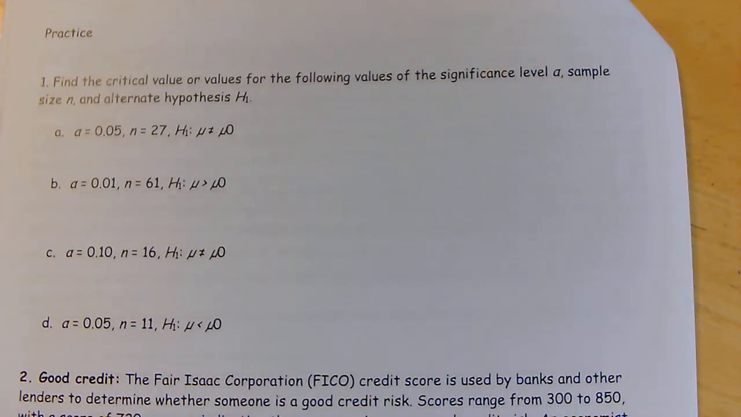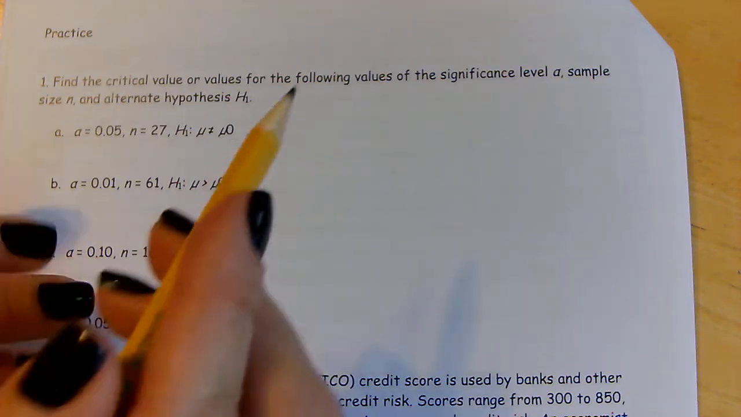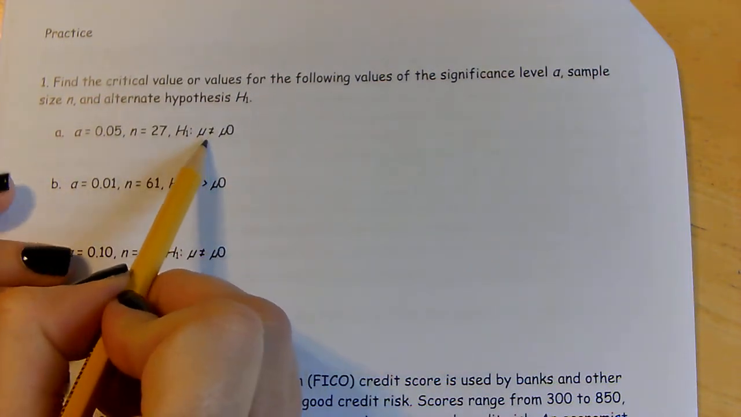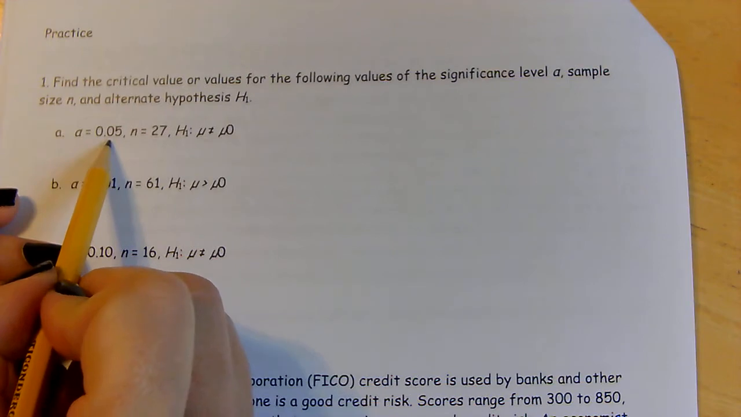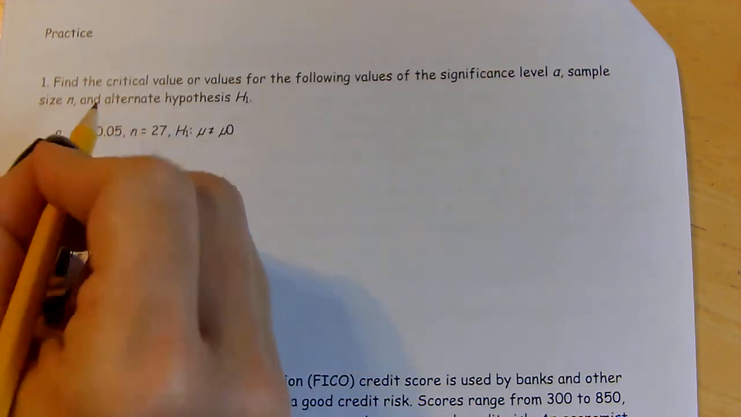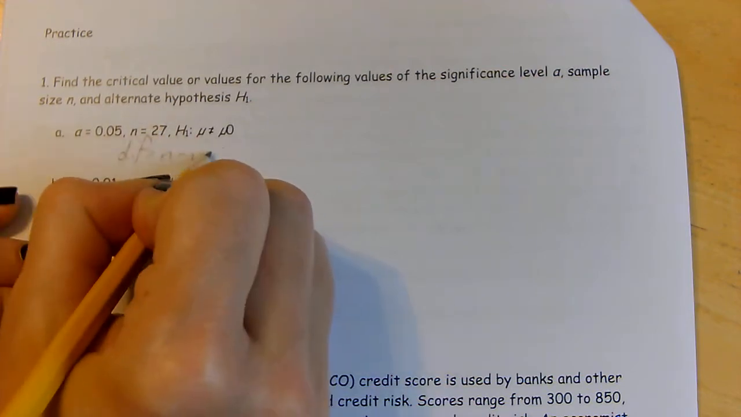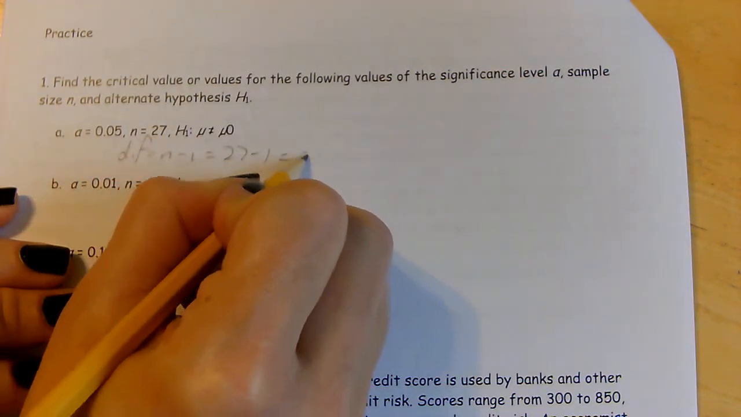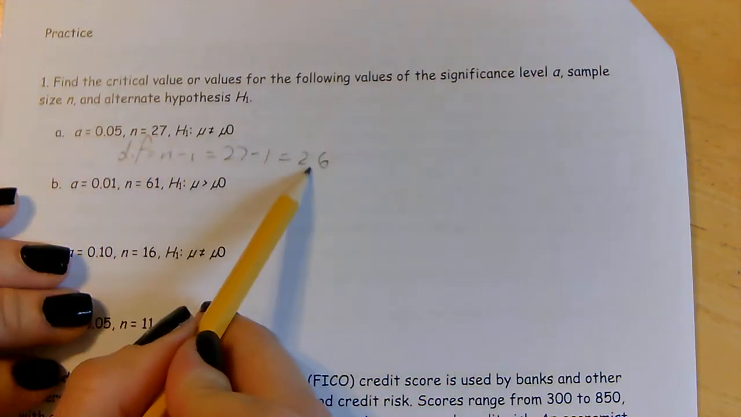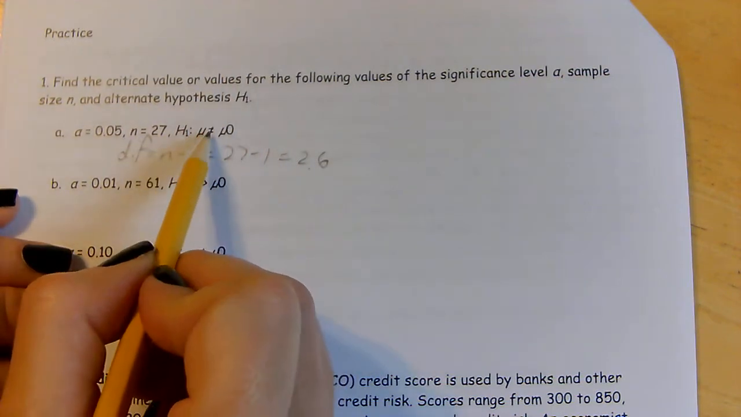So to get the critical T value, it's going to depend on the type of test you have, the level of significance, and the sample size. The degrees of freedom is one less than the sample size. For this, it's going to be 26. A two-tailed test.